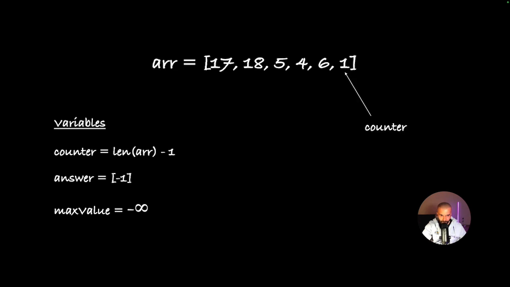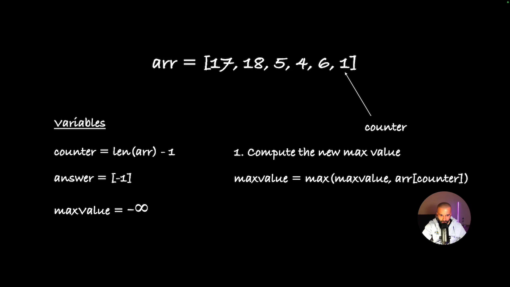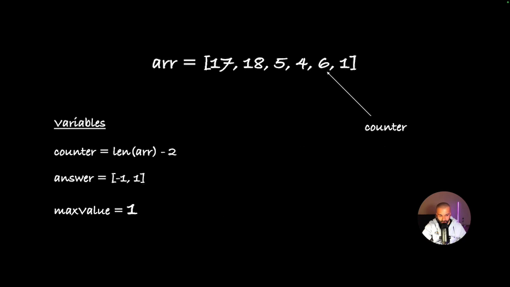So our counter is going to start at the very end. We're going to compute the new max value. Max value here is defined as the max of the current max value and every element that we go through in the array backwards. So at first we are going to see a 1 because 1 is bigger than -infinity, and we're going to add 1 to answer, okay, because that is the next step, which is to add the max value that we just calculated, and then we decrement our counter.